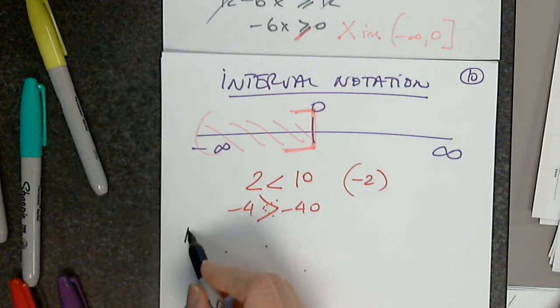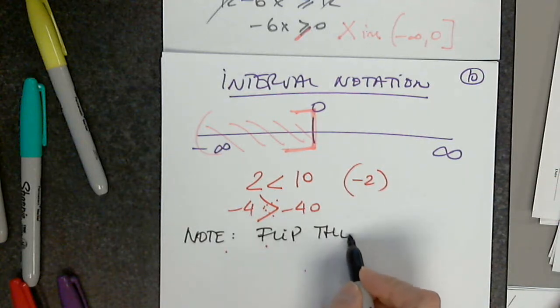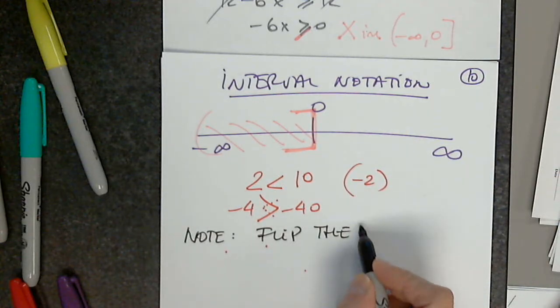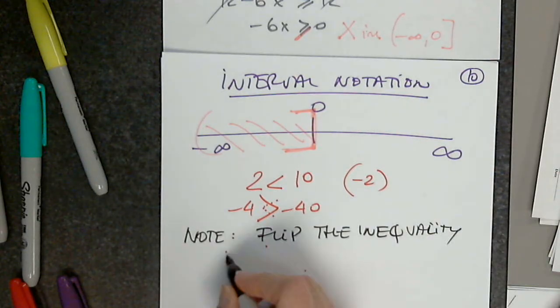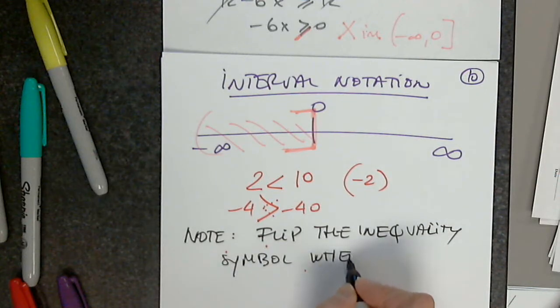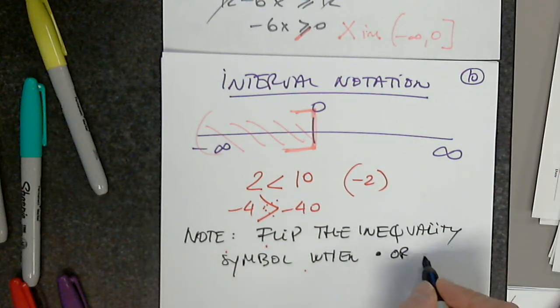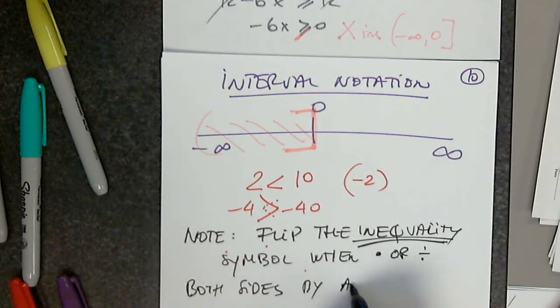So this is our note. Flip the inequality, only the inequality symbol, when multiplying or dividing both sides of an inequality by a negative number.